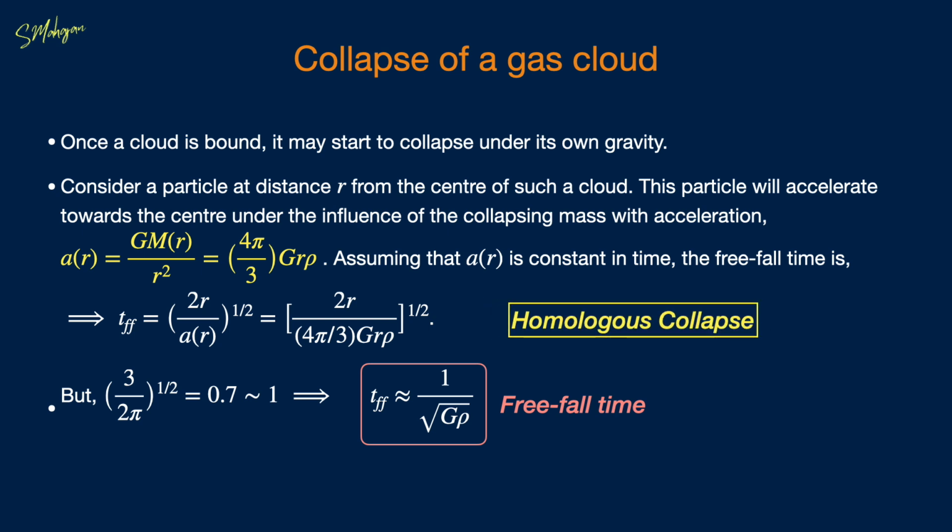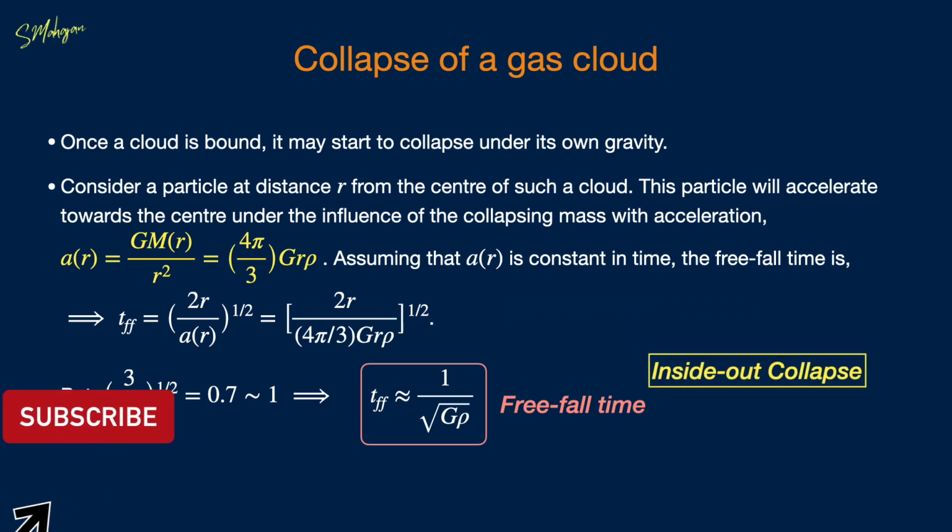But if the cloud is centrally concentrated to start with, the free fall time at its core will be less than the outer regions, as a result of which star formation will be initiated at the center. This is called inside-out collapse.